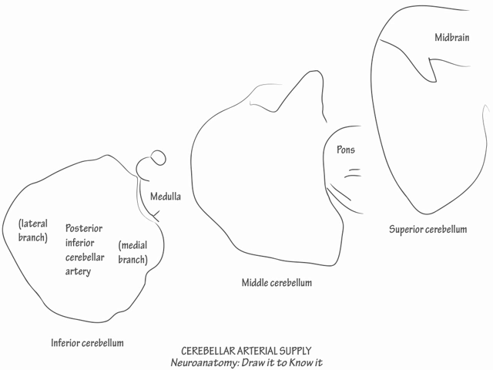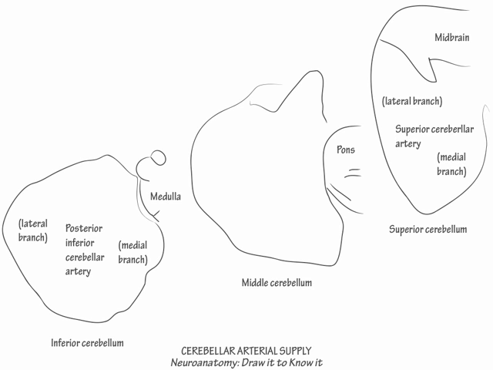inferior cerebellum respectively. Next, show that the superior cerebellar artery supplies the superior cerebellum, and then further indicate that it divides into lateral and medial branches as well, which supply the lateral and medial superior cerebellum. Lastly, show that the middle cerebellum is supplied by all 3 cerebellar arteries.